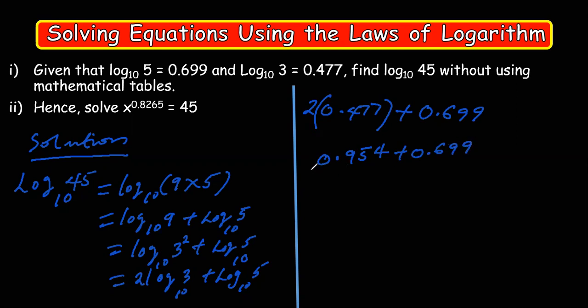Then we add this to 0.699. Add the two values together, what are we going to have? So we should have our answer. When we add this to this, our answer should be 1.653. So this is the value of our log 45 in base 10. This is question 1. So let's answer the second question.